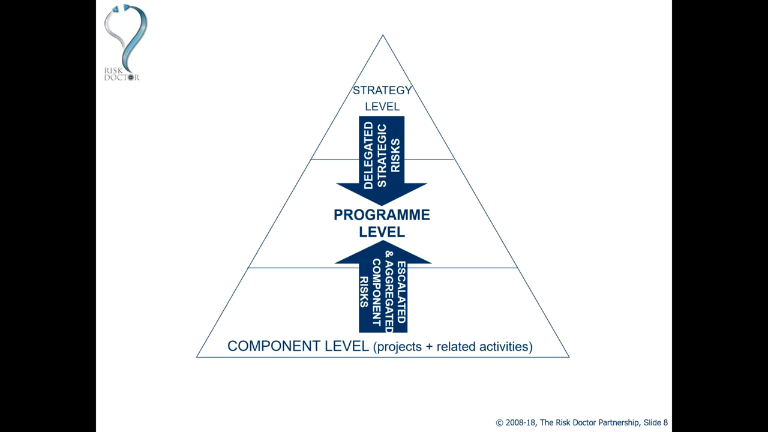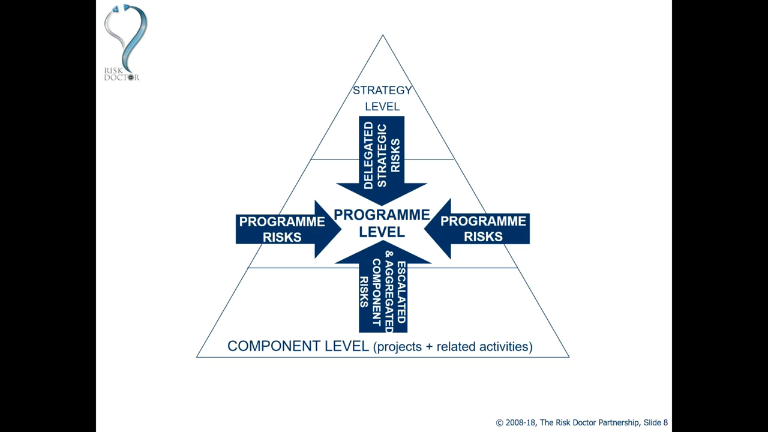And then in addition to that, from up and from down, we also have risks that can attack us on the program level itself, risks that are specific to the program and the management of the program itself. So we have these three different levels of risks that can influence our achievement of program objectives.